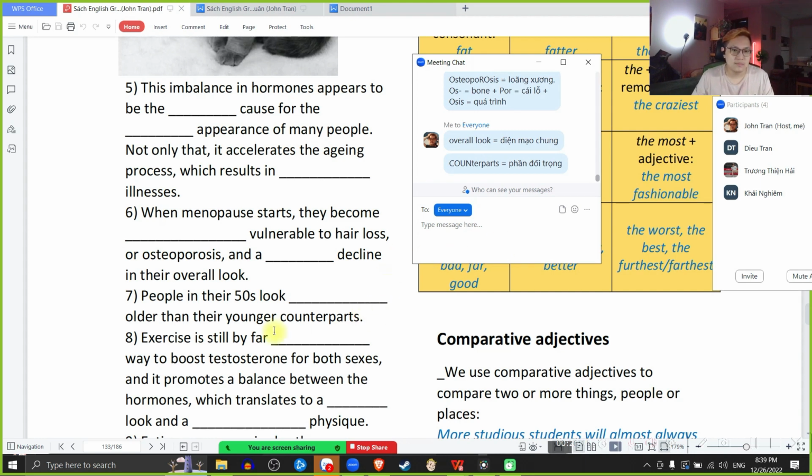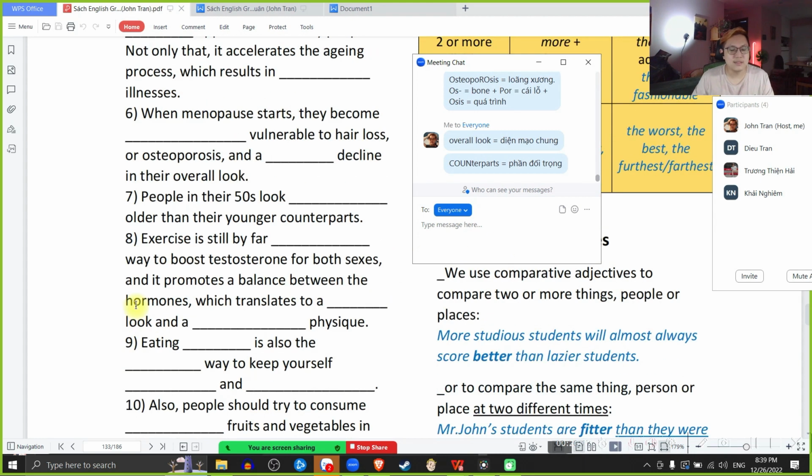Anyway, number 8. Exercise is still by far a way to boost testosterone for both sexes, and it promotes a balance between the hormones, which would translate to a good look and a good physique.